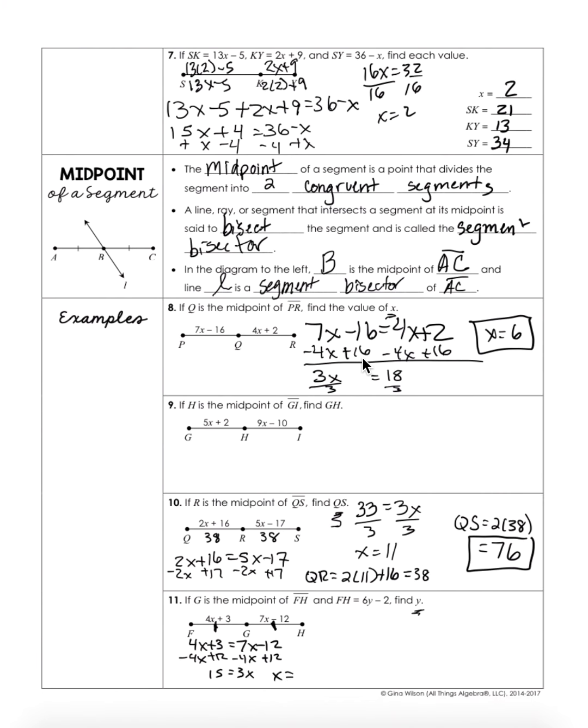So I get x equals 3. Okay, so now I know that FH is 6y minus 2. So I'm going to have to find this whole distance FH by substituting in the 3, and then I can set the 6y minus 2 equal to that. So 4 times 3 plus 3 would be 12 plus 3 is 15. So FG is 15. Since this is a midpoint, that means GH also has to be 15, so FH has to equal 30. So I'm going to take that 6y minus 2, which is your FH, and set it equal to 30. And then I can add 2.